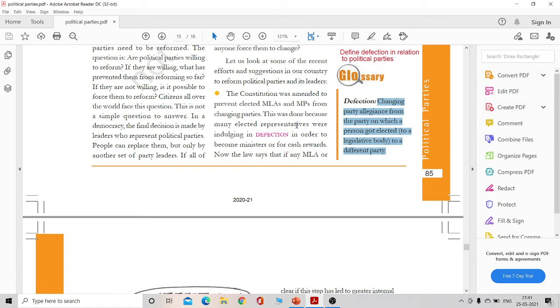It shows that political leaders may not have the tenacity to hold on to their political party. They just want to win elections. So that affects democracy, and that is why the constitution has amended laws in order to make sure that MPs and MLAs can't change political parties so easily.